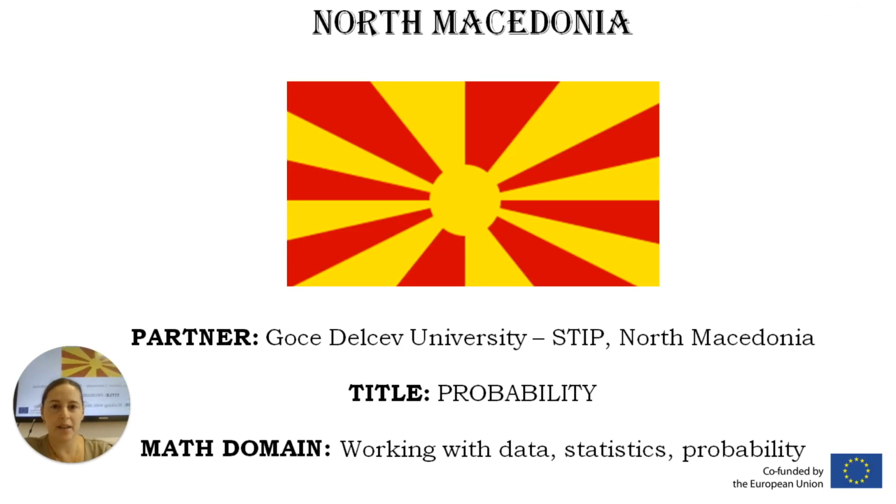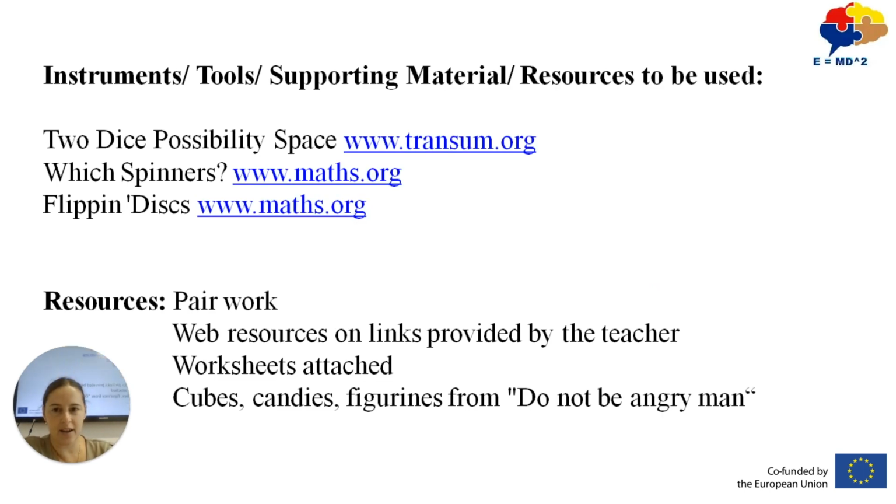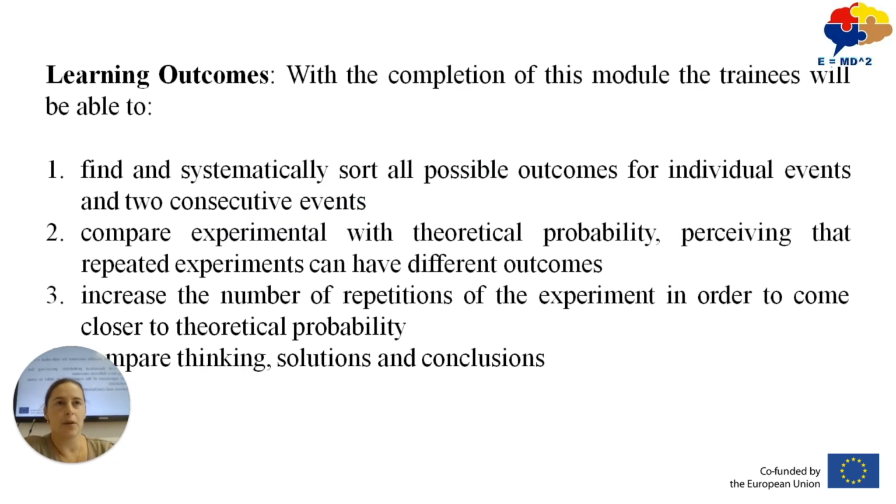We'll begin with North Macedonia and Goce Delchev University. Probability, what their good practice identified. We have here for every country the instrument, the resources they are using. Okay, I will insist on the outcomes. With the completion of this module, the trainees will be able to find and systematically sort all possible outcomes for individual events and 2 consecutive events.